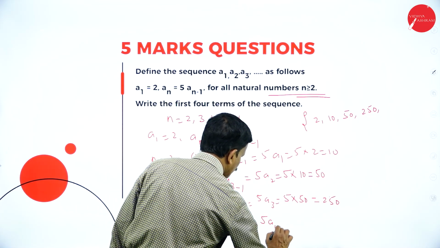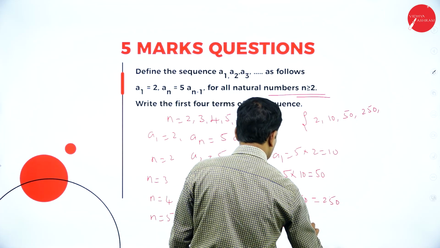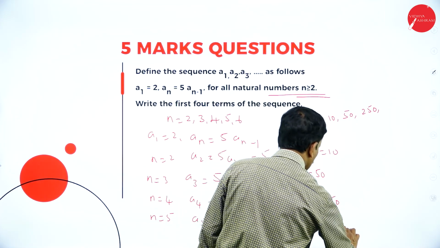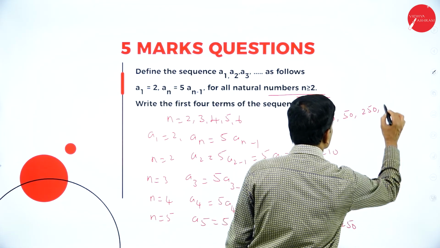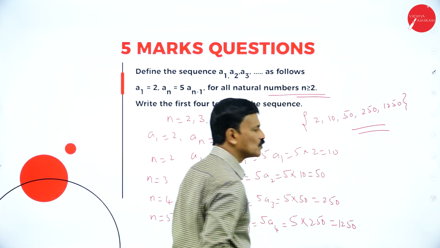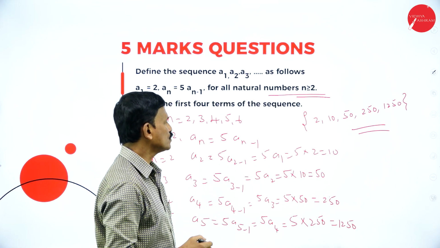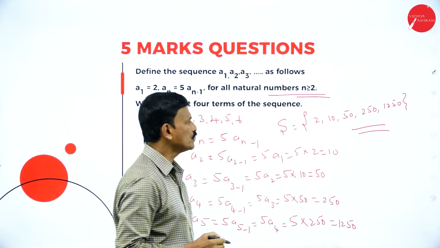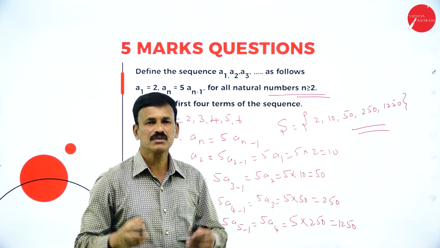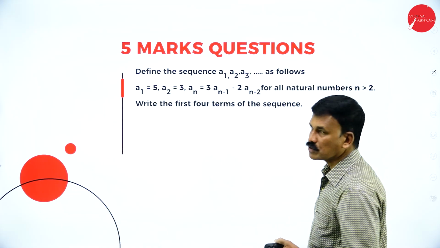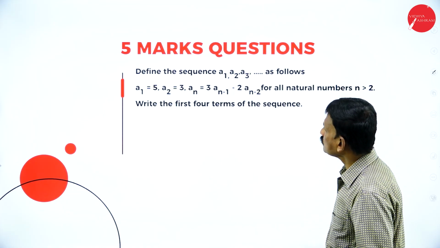That is 5a4. That is 5 into a4, which is 250. 250 into 4 is 1250. So these are the terms of the sequence. Therefore, the sequence S is equal to 2, 10, 50, 250 and 1250. That's all. If you do this much, you will get 5 marks. Okay. Now, move on to the next problem.